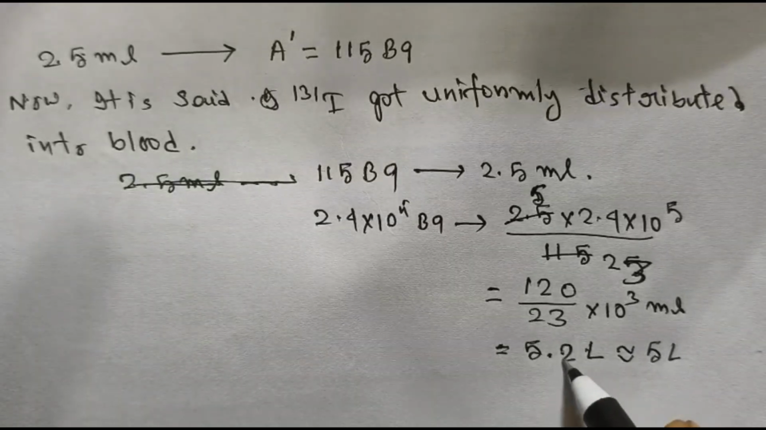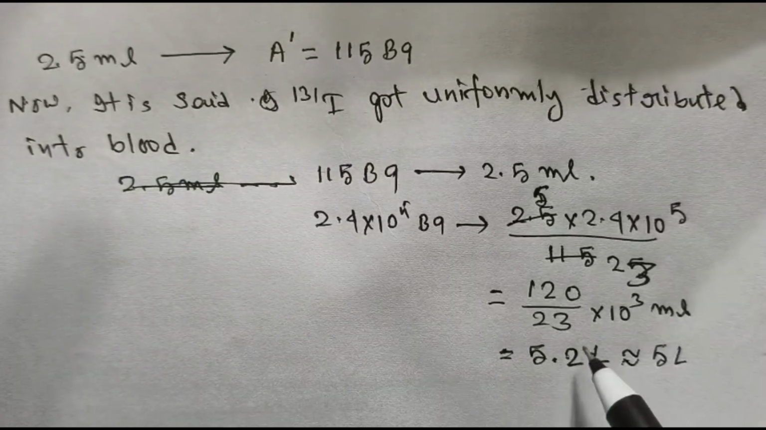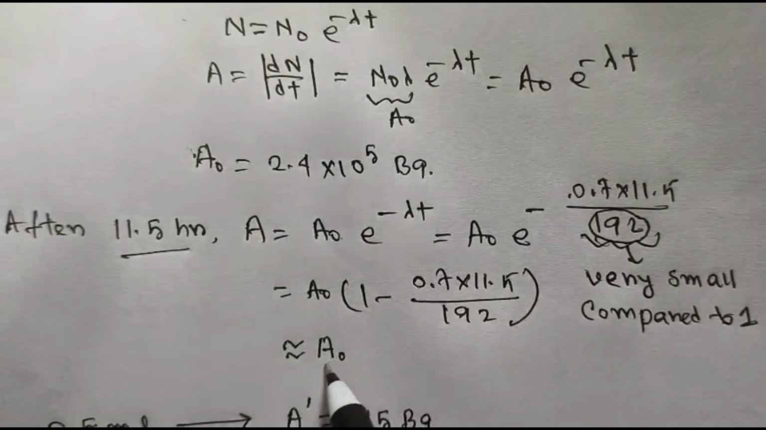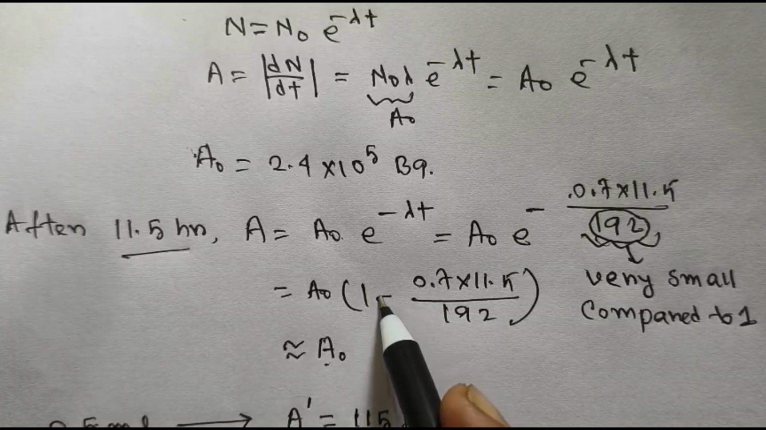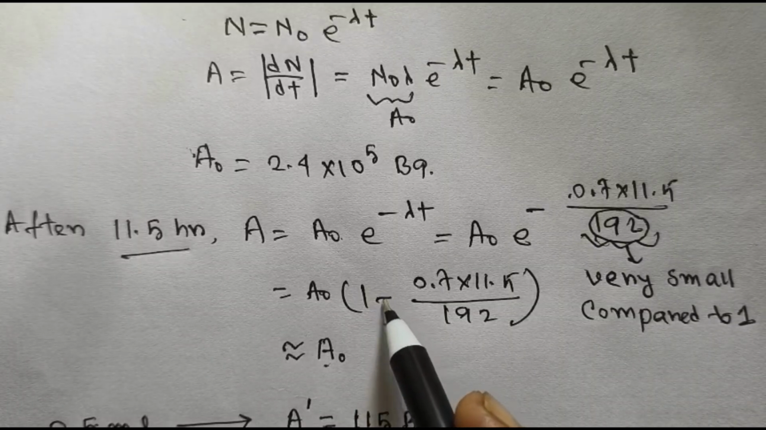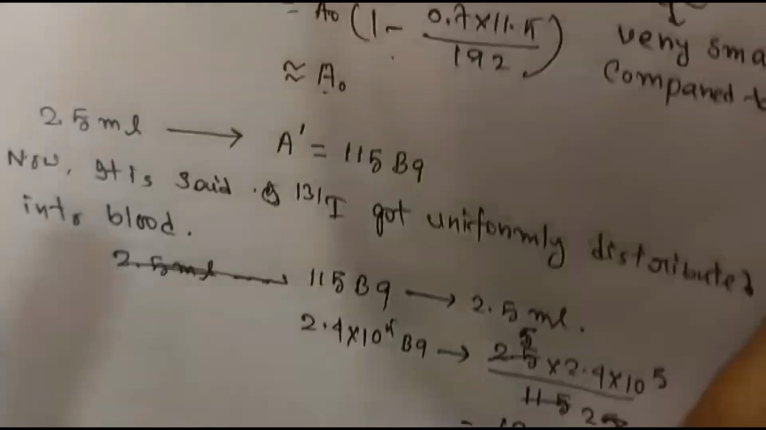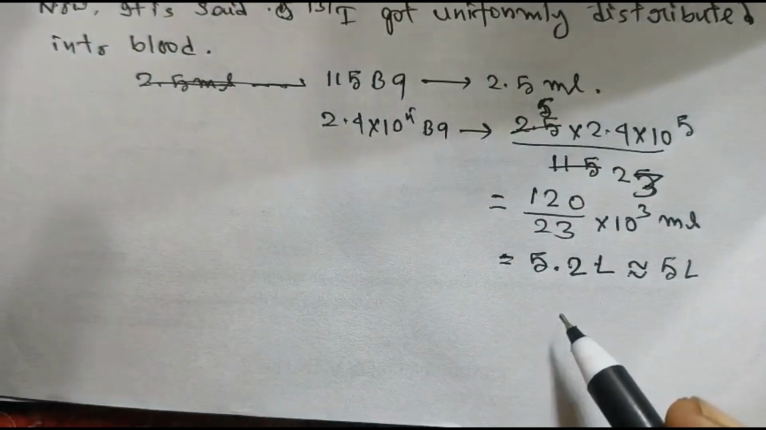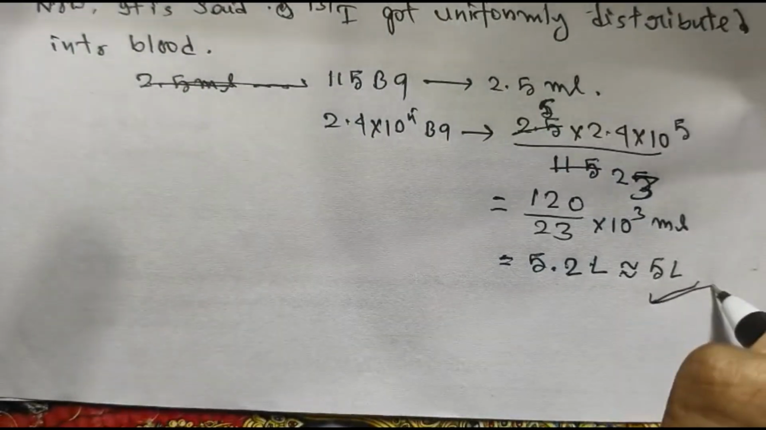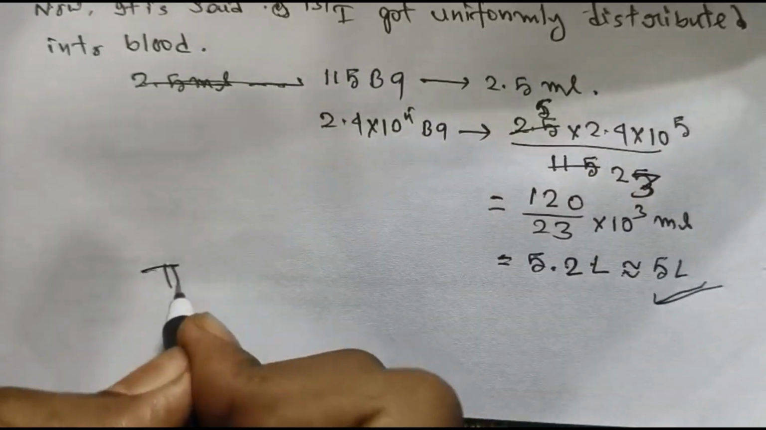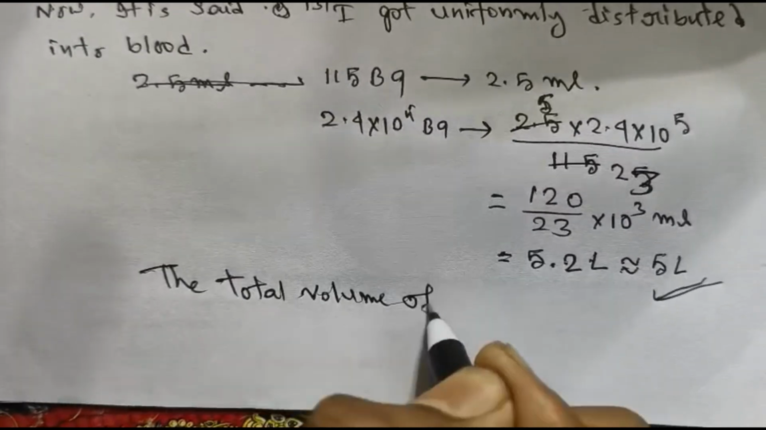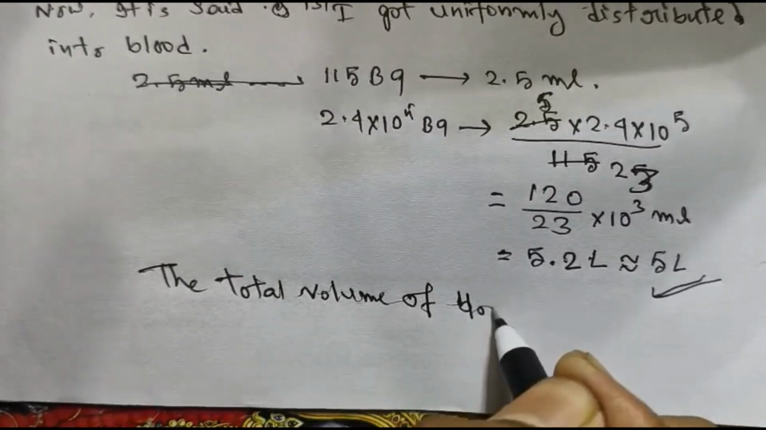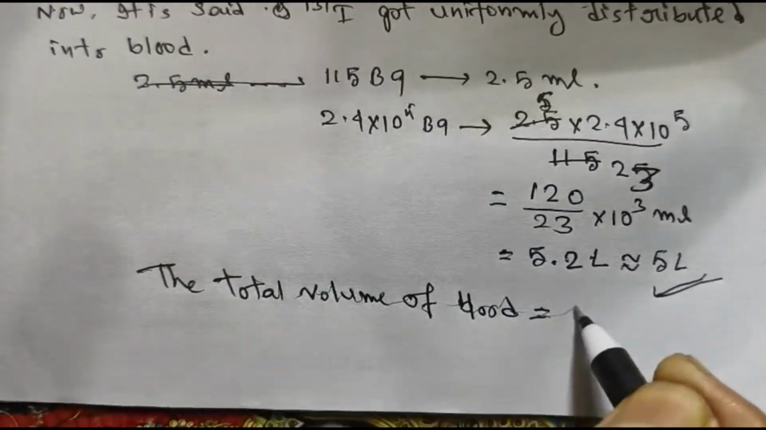Now 0.2 liter you get extra because of that. You have considered it as A naught. If you consider it with the exact value that we get from this expression, then you get exactly 5 liter. Okay. Now that's your answer. I mean the total volume of blood in the person's body is 5 liter.